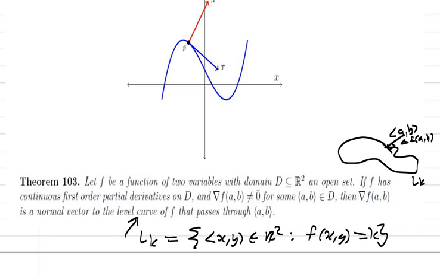So this tells us not only about what happens with the directional derivatives, but it gives a little insight about the geometry of what happens at the point (a, b). Remember, f is a function of two variables.